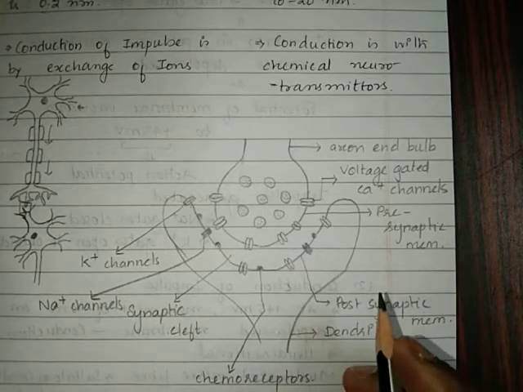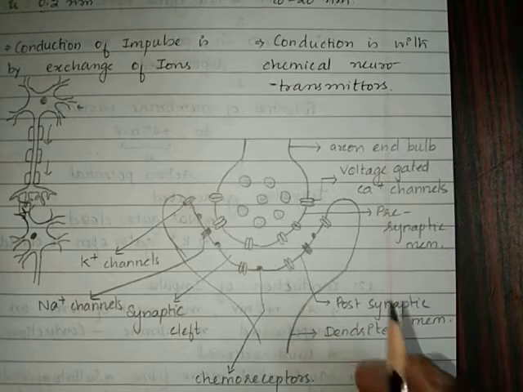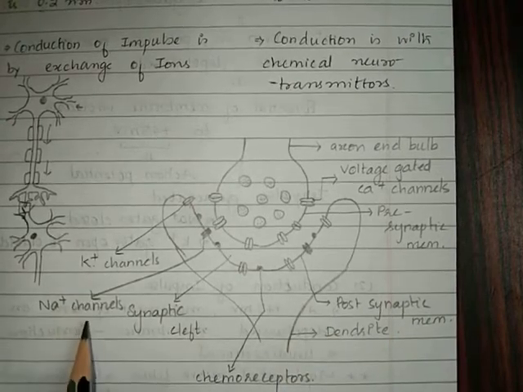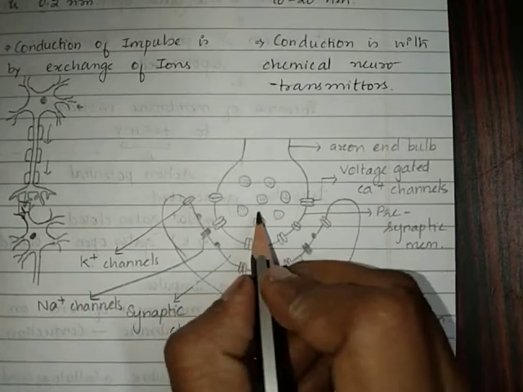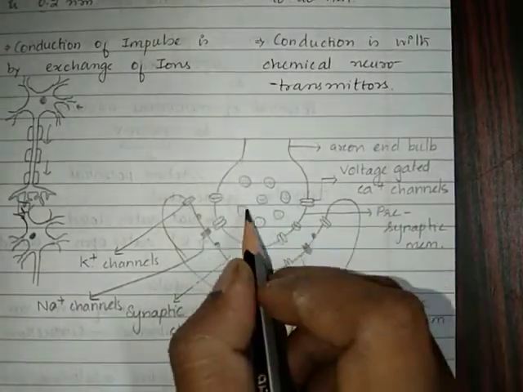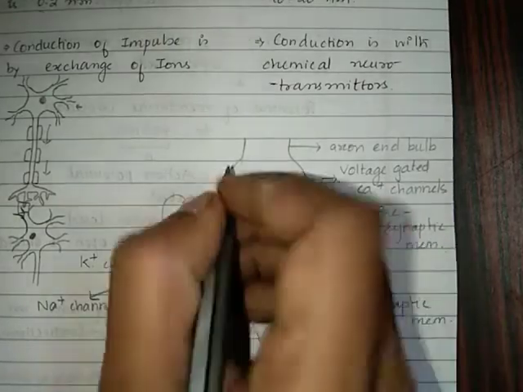So these are all going to be present in the postsynaptic membrane. Sodium channels, potassium channels and chemoreceptors are present in the postsynaptic membrane. Next, inside the axon end bulb, we have drawn some structures here.